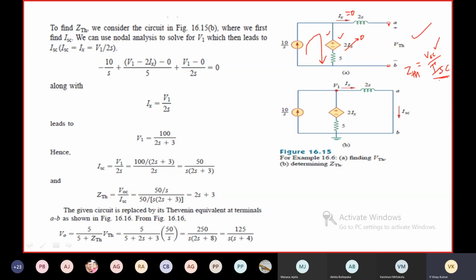Already you got the value of VTH. Let us find ISC by short circuiting the load resistance. So Ix is equal to ISC. Apply KCL at this node. Then you are going to get minus 10 by s plus (V1 minus 2Ix) minus 0 by 5 plus (V1 minus 0) by 2s.